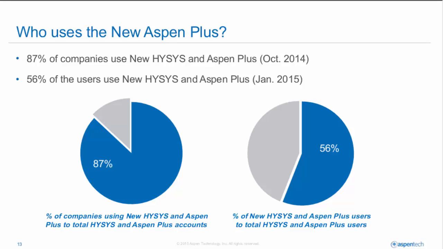These days, about 90% of our customer base has at least some users using the new Aspen and the new HYSYS. About 56% of users are using new Aspen Plus in January, and we know our average usage is just crossing the 50% mark towards the end of the year last year. So a lot of users have already made the transition, and with the end of support for 7.3 coming this summer, we're recommending the rest of the customers to also make this transition.